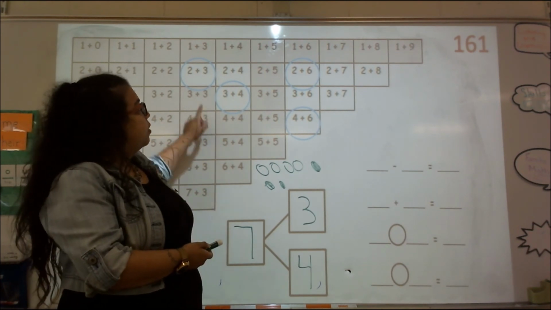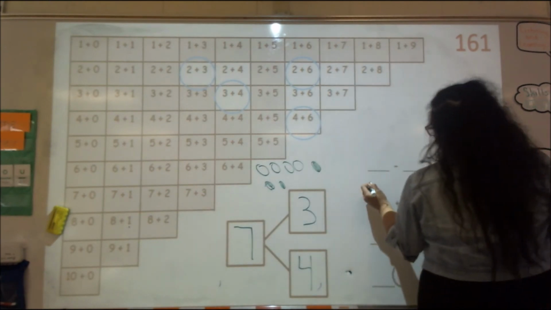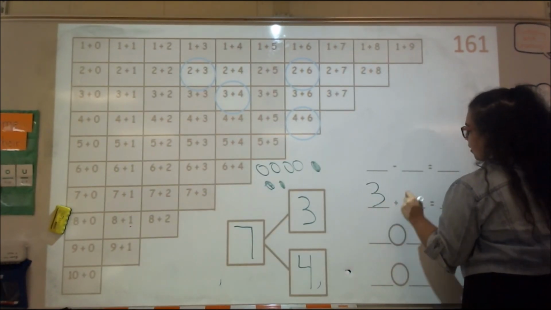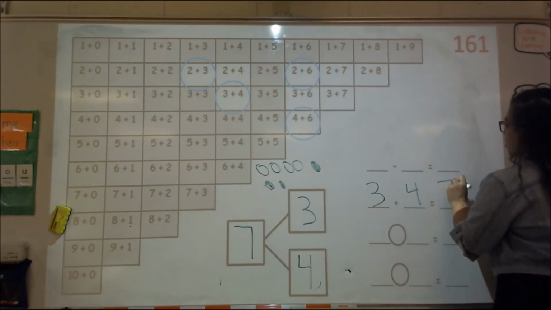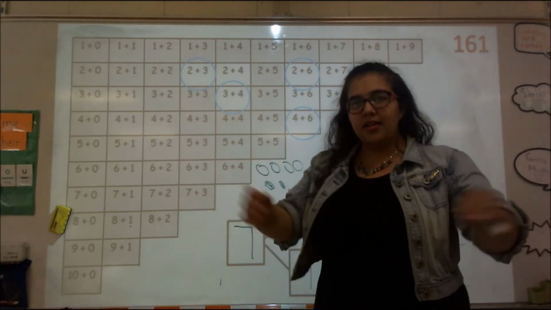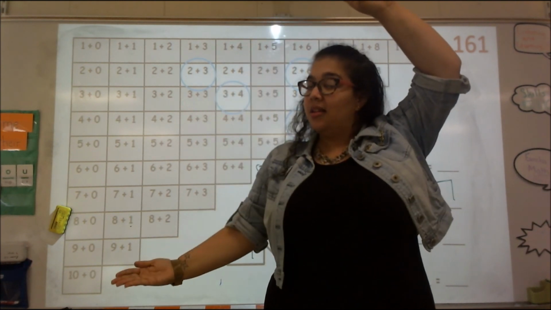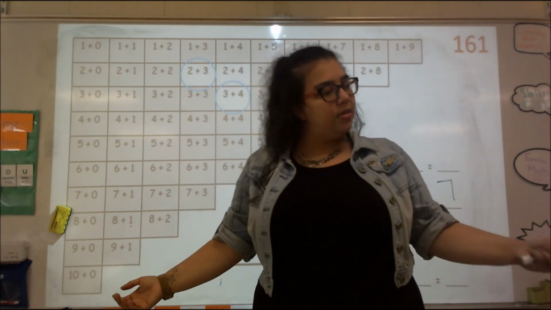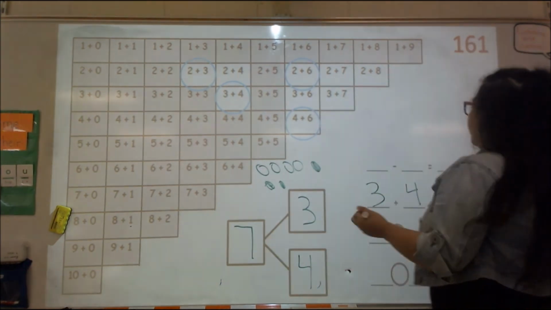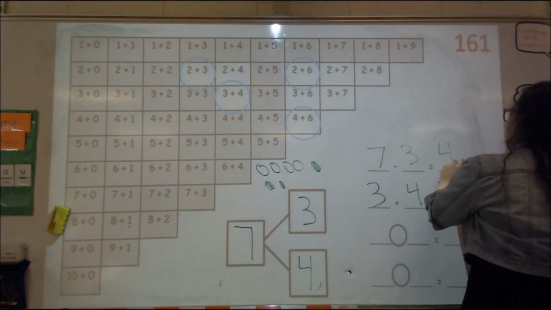All right, so we know our addition sentence is 3 plus 4, and we found that this is equal to 7. 3 plus 4 is equal to 7. So if 3 plus 4 is equal to 7, then 7 minus 3 is equal to 4.